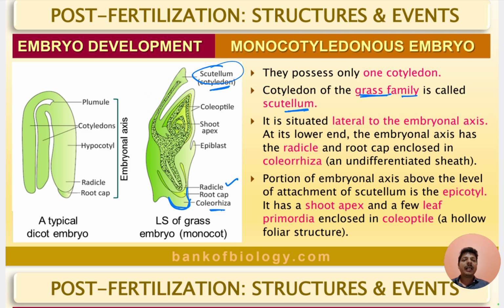The portion of the embryonal axis above the level of attachment of scutellum is the epicotyl. It has a shoot apex and a few leaf primordia enclosed in the coleoptile, a hollow foliar structure. Epicotyl is there, shoot apex is there, as you can see, and a few leaf primordia enclosed in the coleoptile.